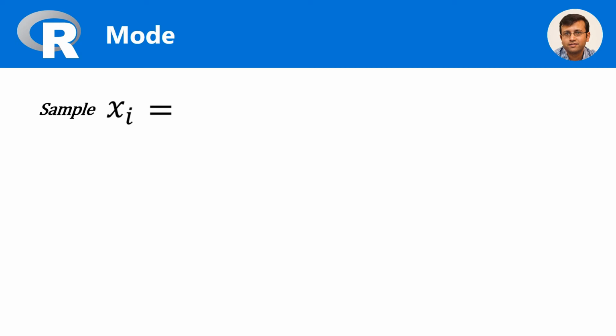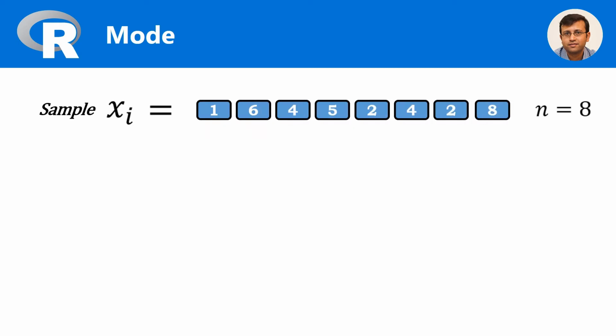Let us consider another sample. In this case, we have the element 2 occurring twice, as well as element 4 also occurring twice. So therefore, here we have 2 modes, that is element 2 and element 4.